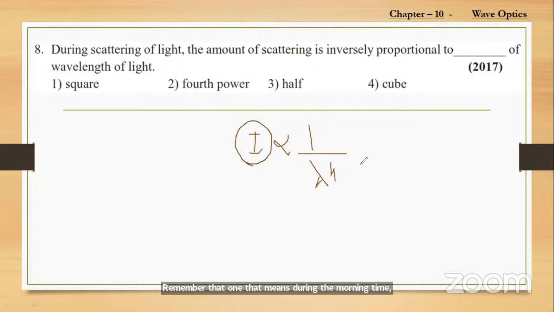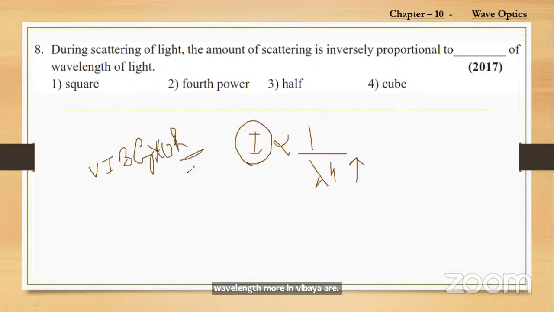That means during the morning time, the intensity of light is less, so the wavelength will be more. Which one has more wavelength in VIBGYOR? Red color has more wavelength. So that's why during morning and evening, light intensity is less and the sun appears to be orange or reddish. The sky looks orange or reddish because the intensity is less.